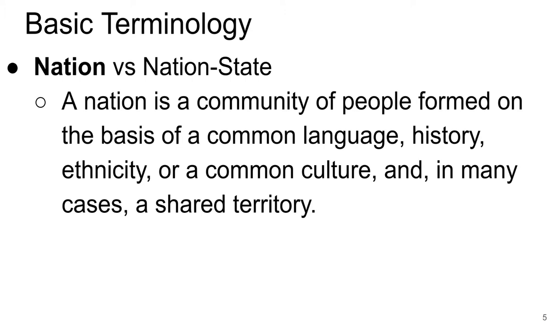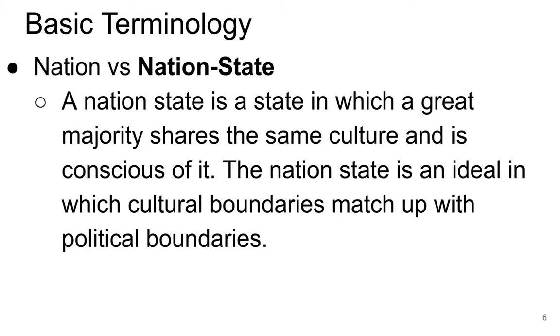So a nation is a community of people formed on the basis of a common language, history, ethnicity, common culture, and in many cases, a shared territory. Sometimes they are nation states. A nation state is a state in which the majority shares the same culture and is conscious of it. The nation state is an ideal in which cultural boundaries match political boundaries. So in many ways, the United States is a nation state.